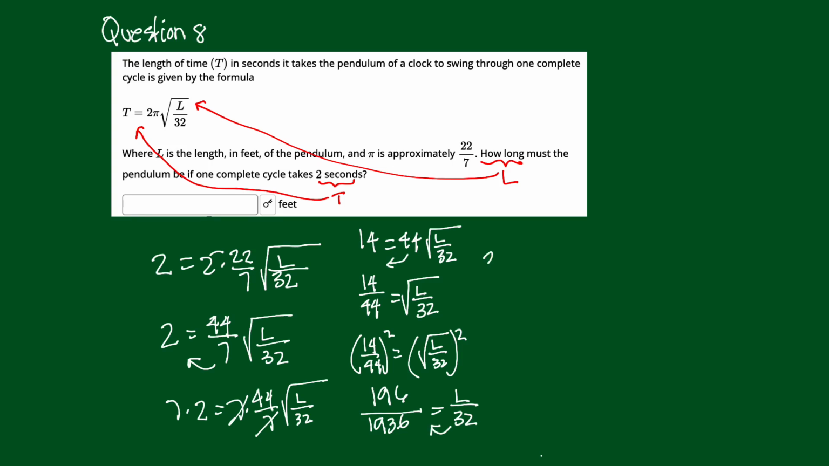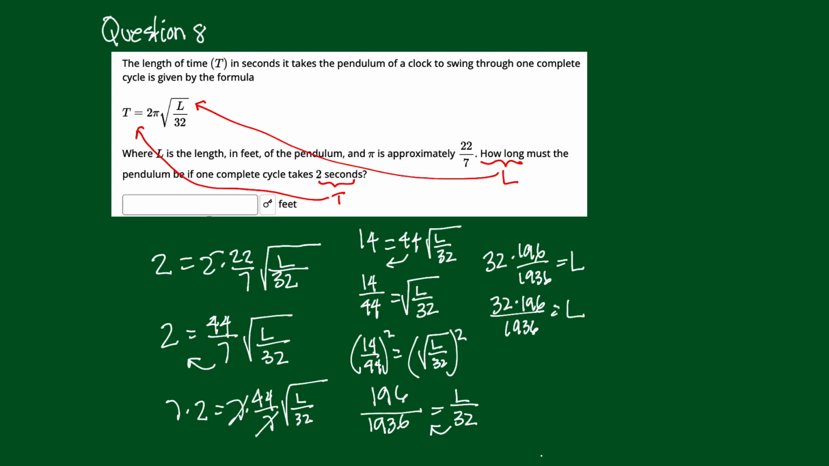Now one more step, let's multiply by 32. So it's going to look like this. 32 times 196 over 1936, that's equal to L. And when I multiply the 32 and the 196, this is going to be 32 times 196 over 1936. Now I'm going to see if I can reduce this a little bit. This is equal to L.